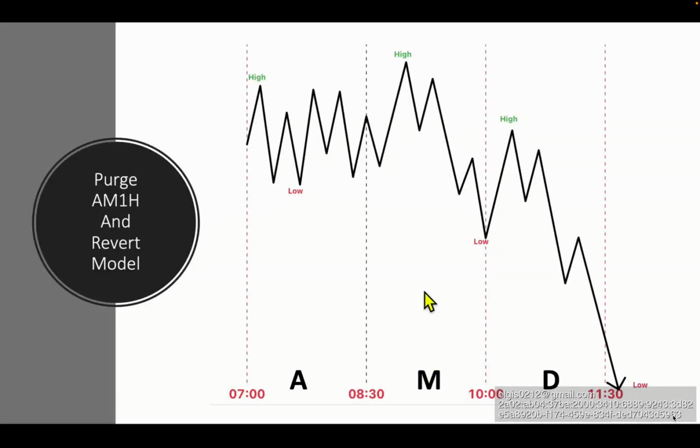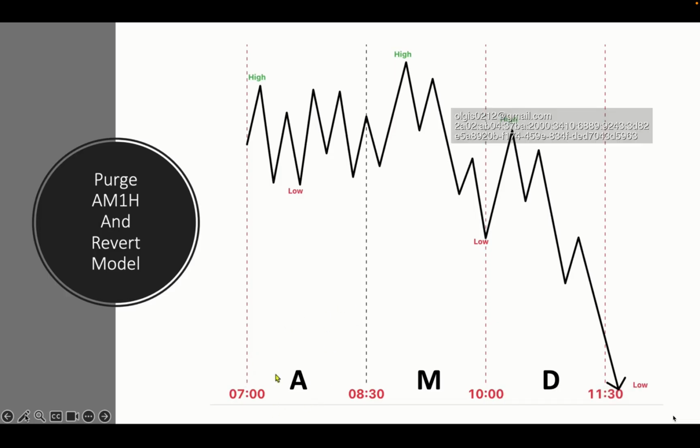The first scenario is a purge of the AM cycle 1 high, and a preferred model. AM cycle 1 is between 7 and 8:30. This is the accumulation phase of the AM session. We can see that the market is consolidating. Buy-side liquidity is being engineered above those highs.